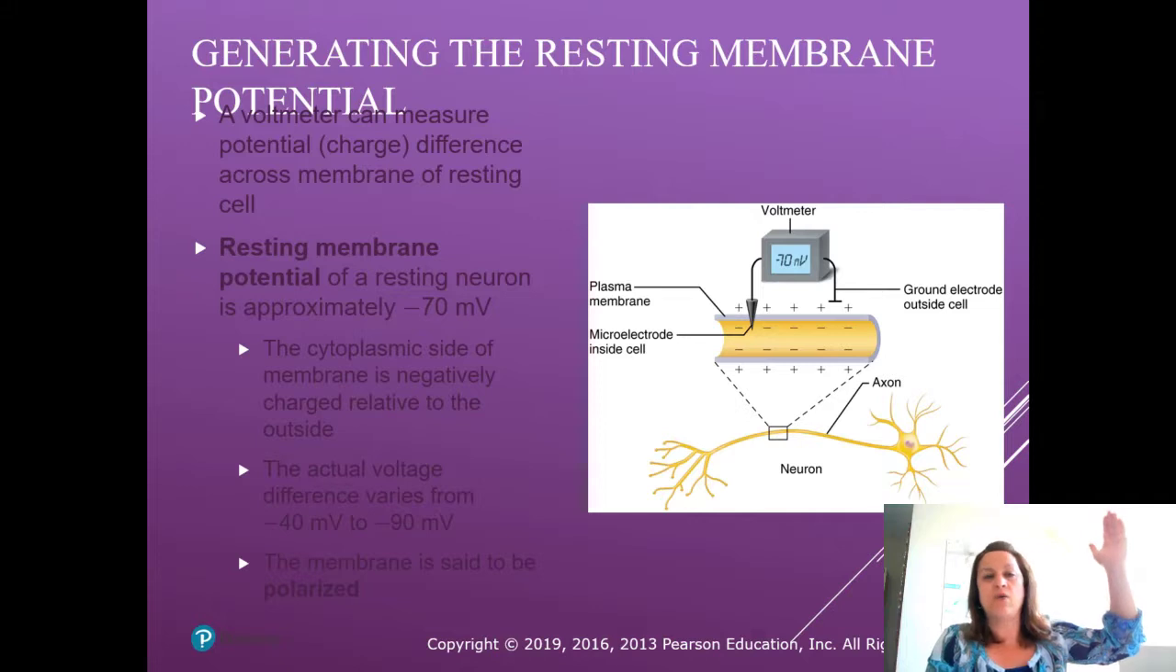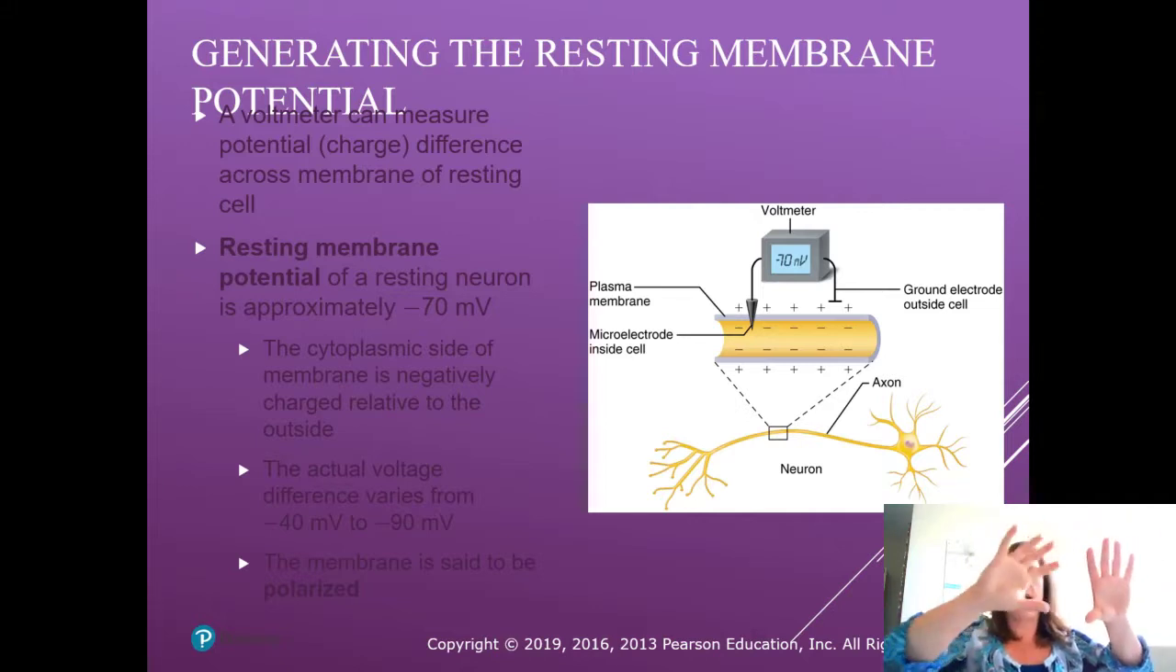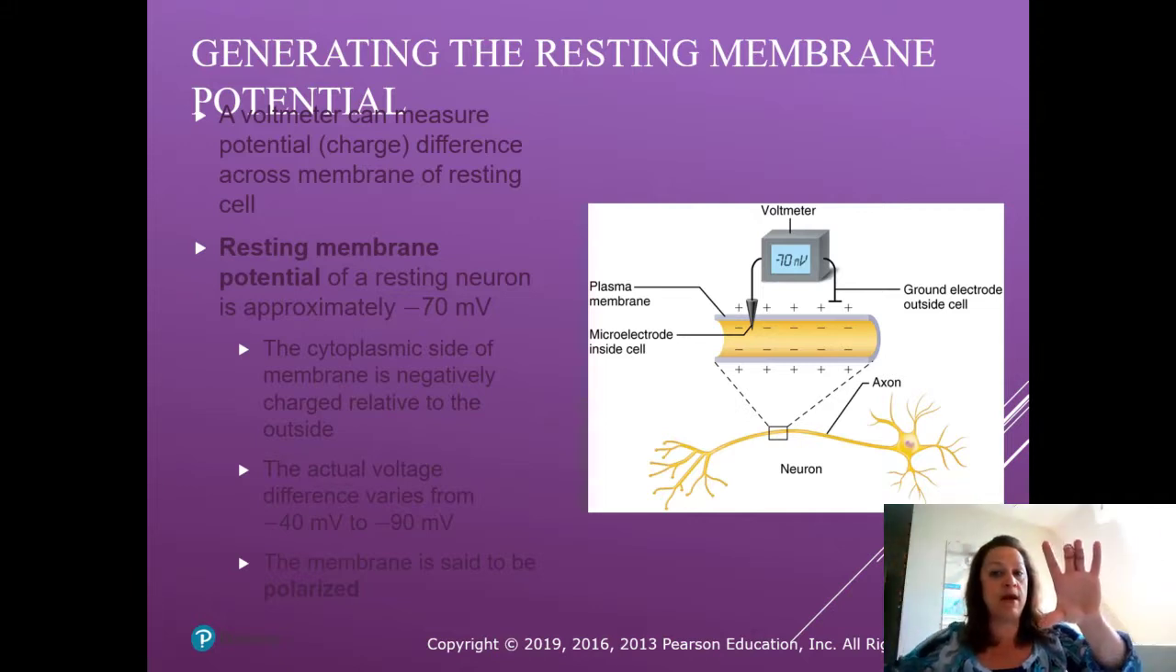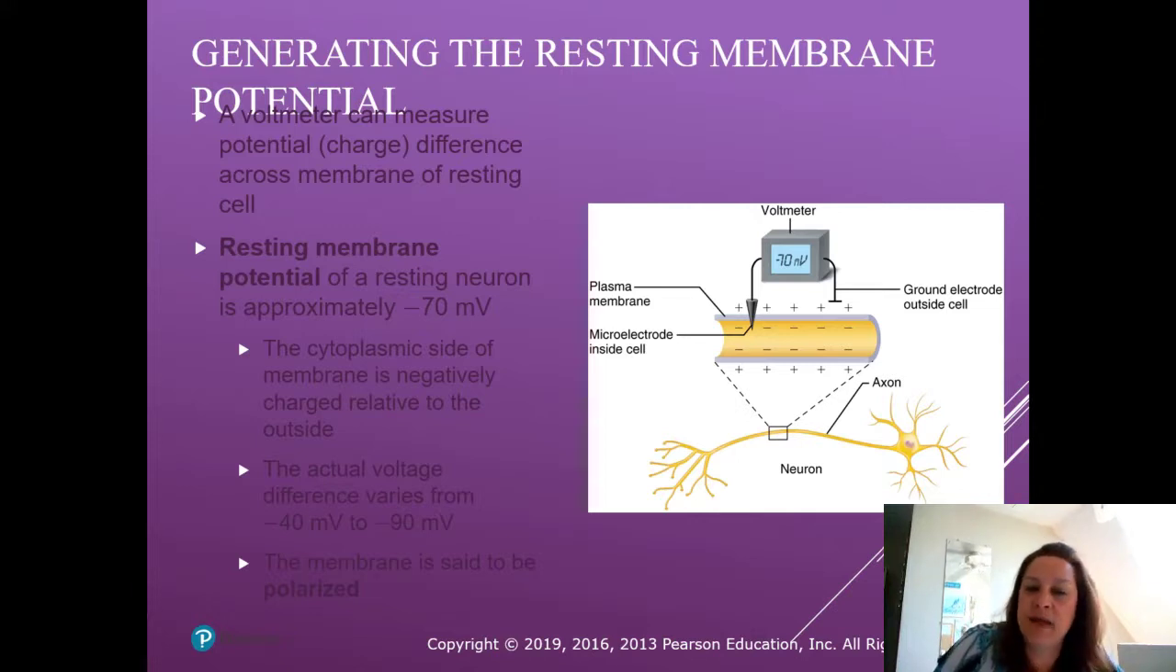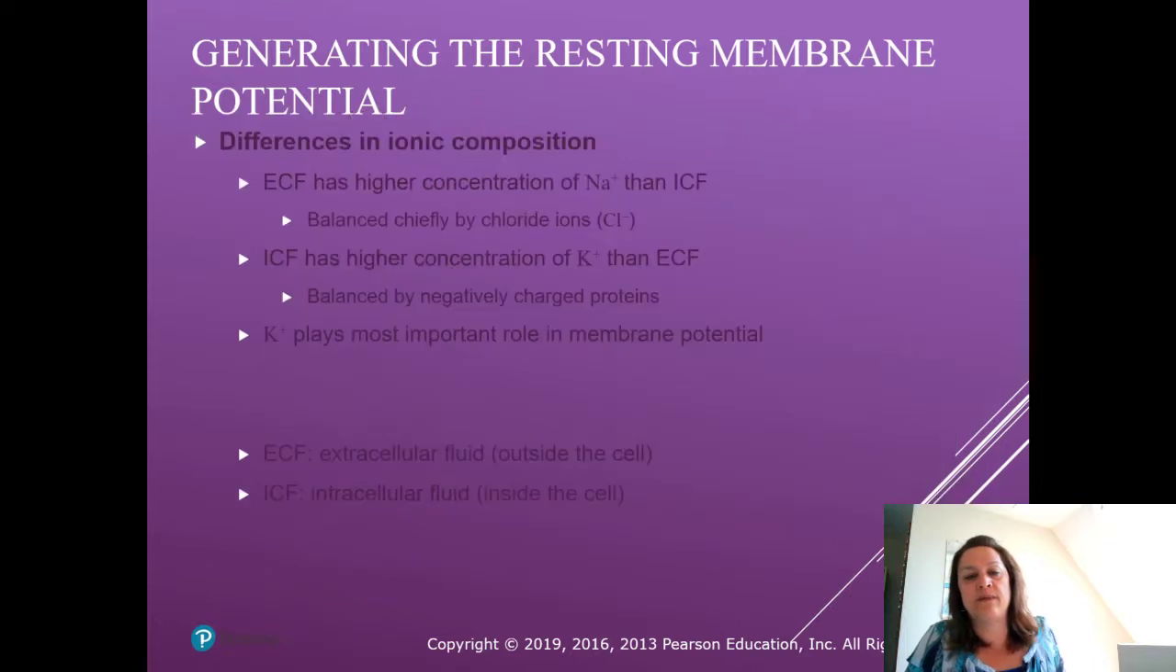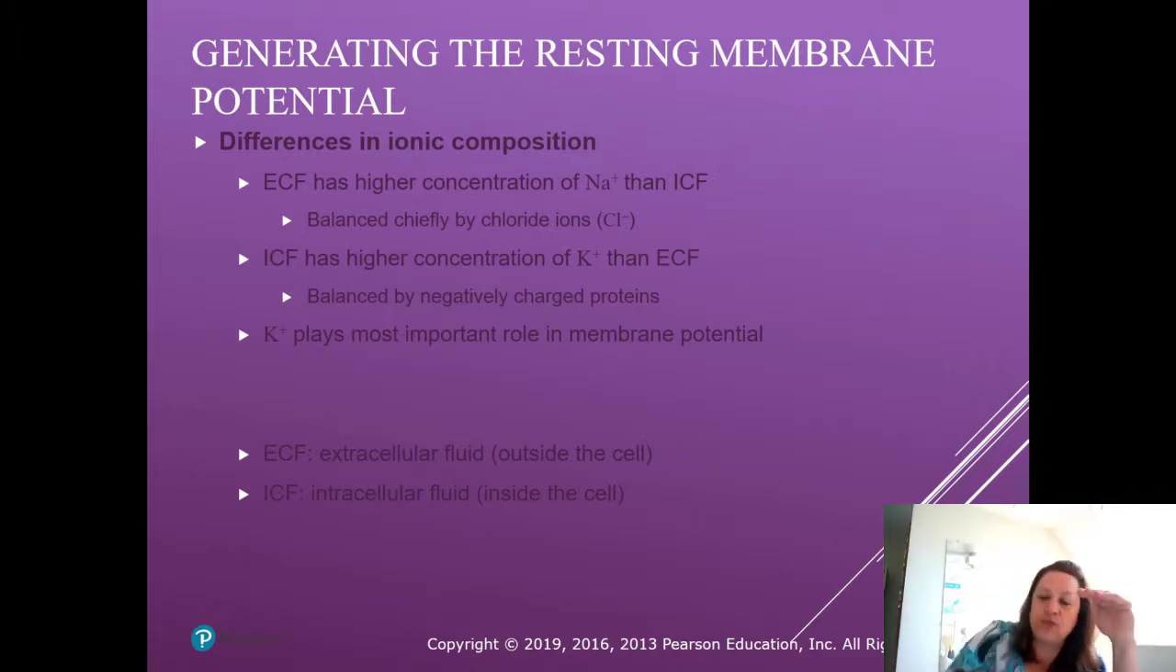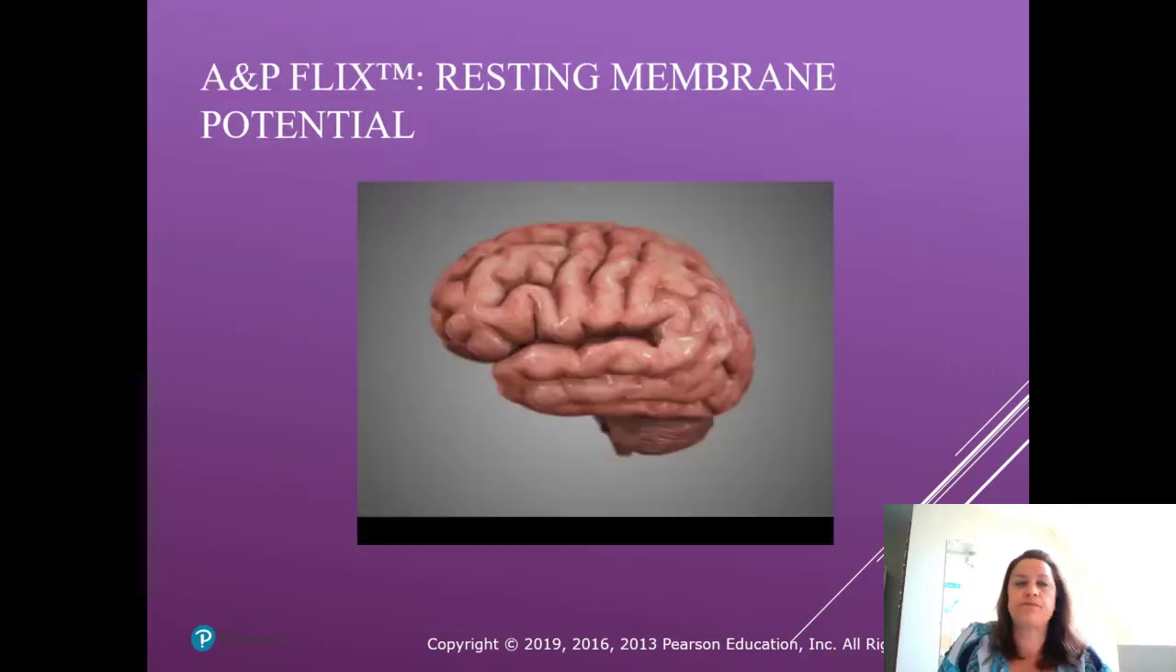When the sodium goes out, it causes that voltage change down the membrane. That's the same thing, voltage change, except now we're actually giving it a number. We're calling it minus 70 millivolts. So here we are. The extracellular fluid has a higher concentration of sodium. That's why it's positive on the outside. The intracellular fluid has more potassium. And we're going to talk about moving those ions across the membrane.